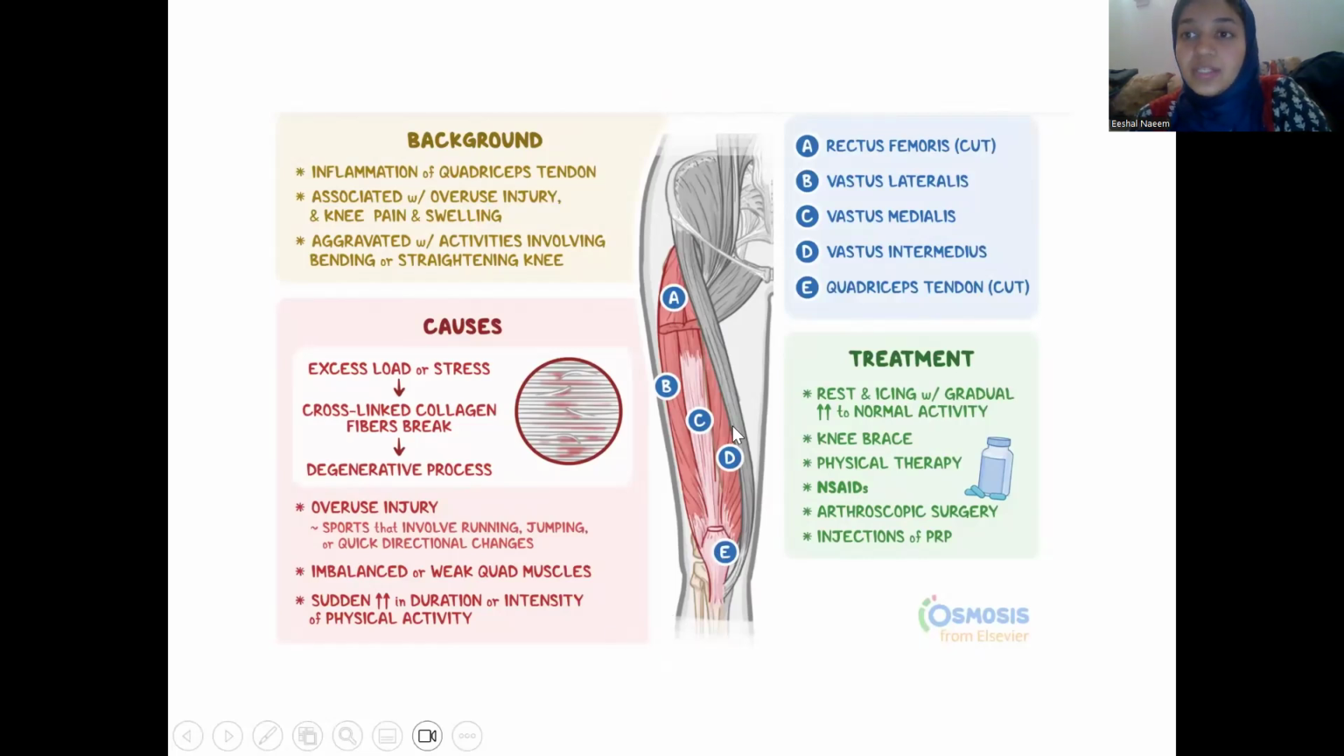So now you know that someone has quadriceps tendinopathy. What are you going to do? You're going to give rest, icing, and you're going to gradually increase the activity of this person. So first of all, it's complete rest for about 5 days, 7 days, depending on how much pain they're in.